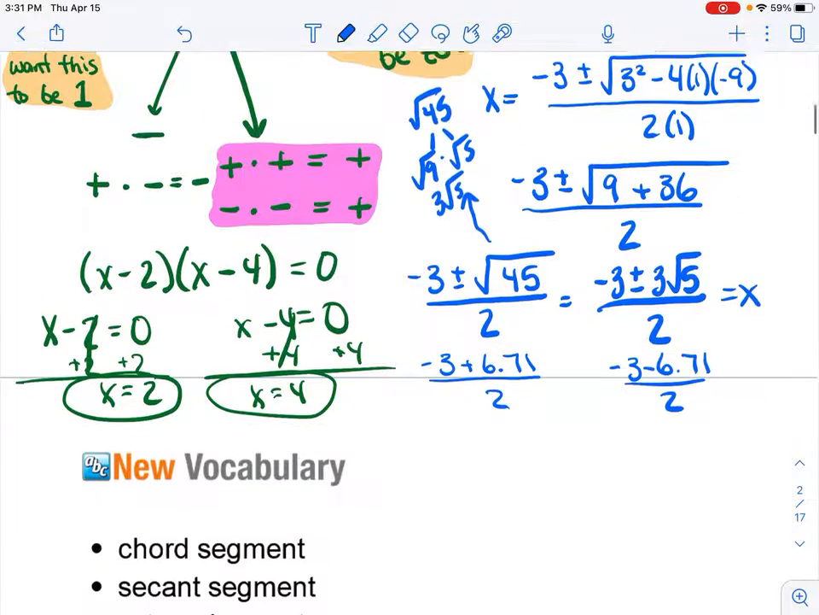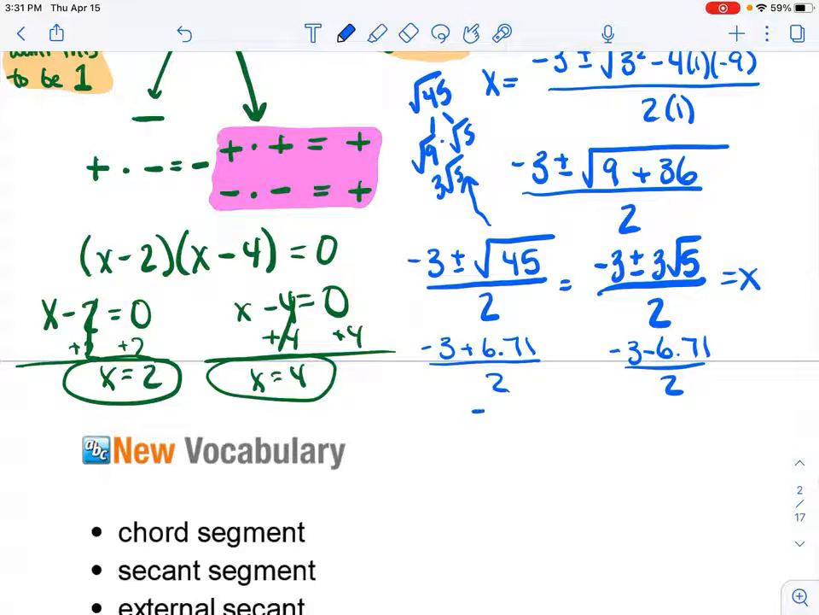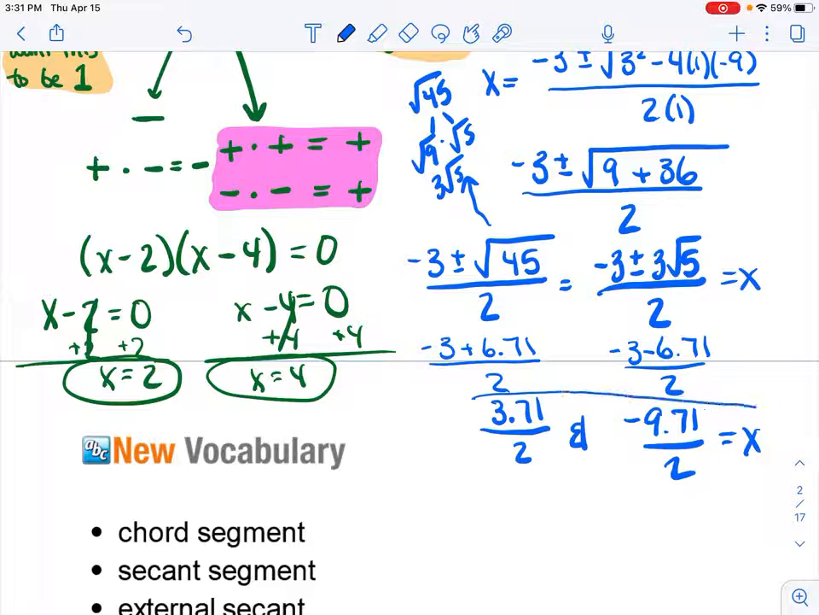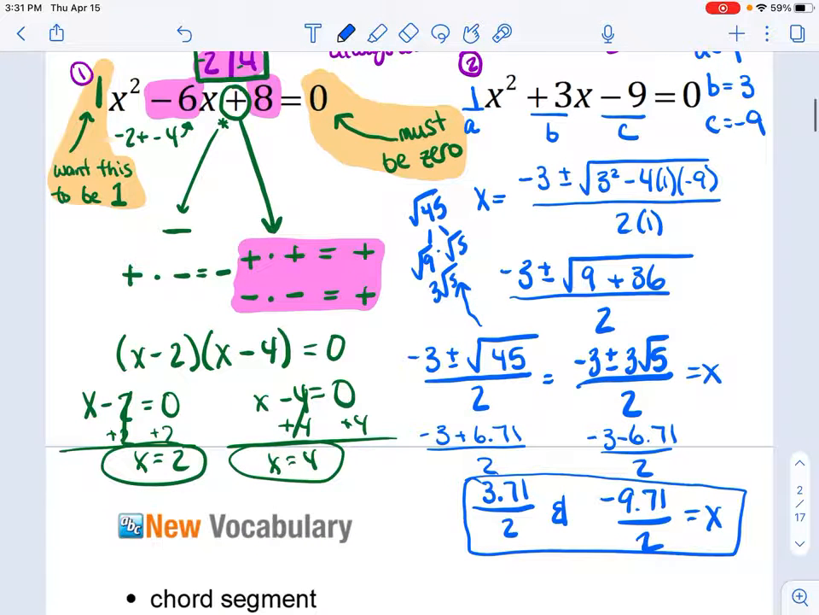So you finish this out, you end up getting positive 3.71 divided by 2 and -9.671 divided by 2 as your x values. Oops, that isn't part of it. There we go. Okay, so that's just a quick rundown of the quadratic and of factoring.